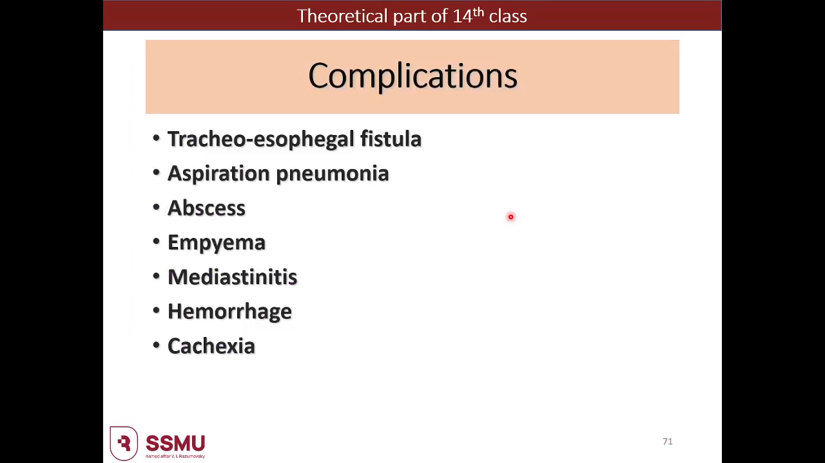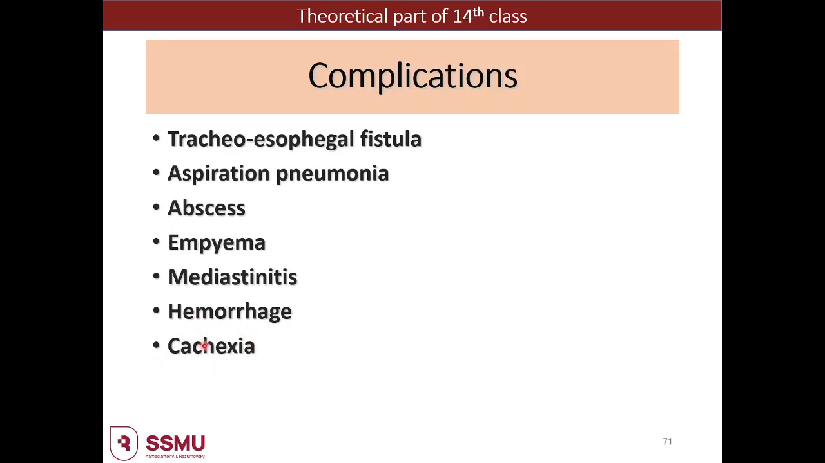Complications include formation of a tracheoesophageal fistula, and as a complication we may see aspiration pneumonia, because food goes into the trachea, which leads to a really difficult complication. Also abscesses of the mediastinum, empyema of the mediastinum, mediastinitis, which may be reactive or associated with overgrowth of the tumor, hemorrhage in case of the ulcerative form, and cachexia.